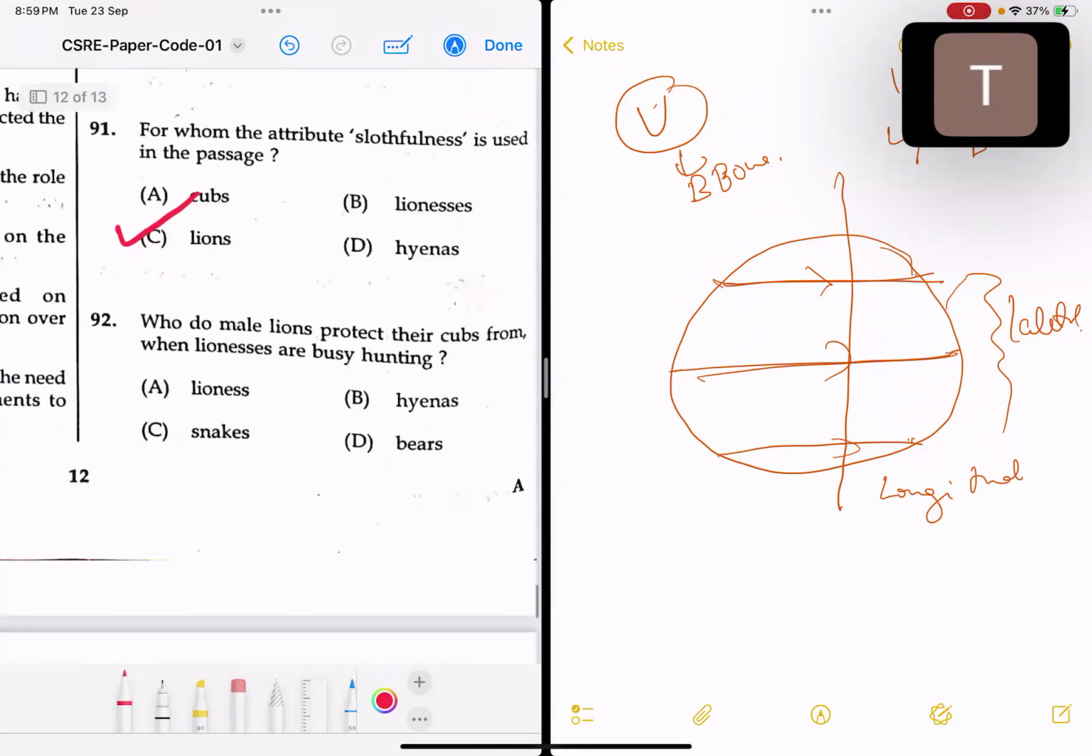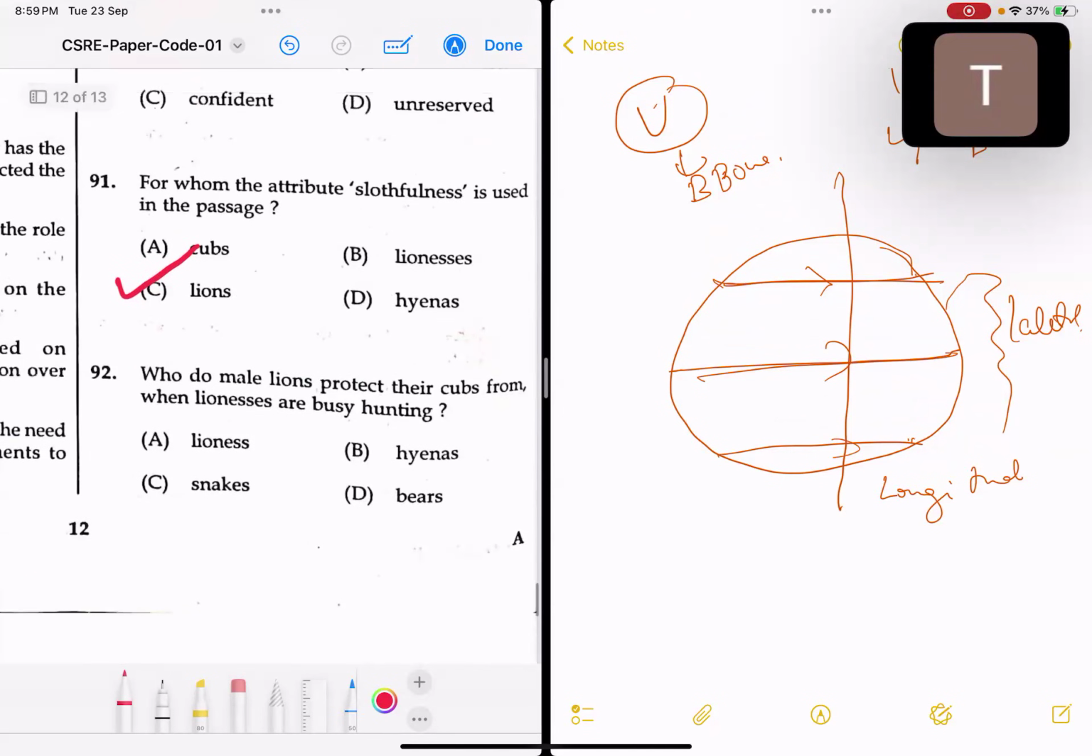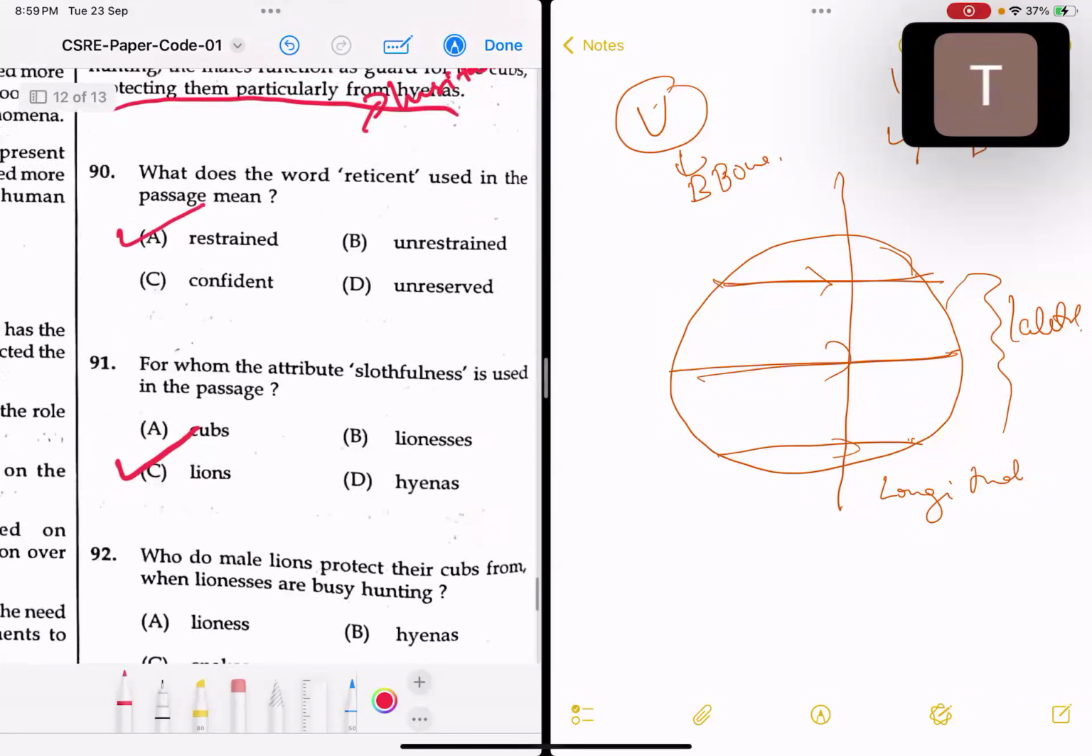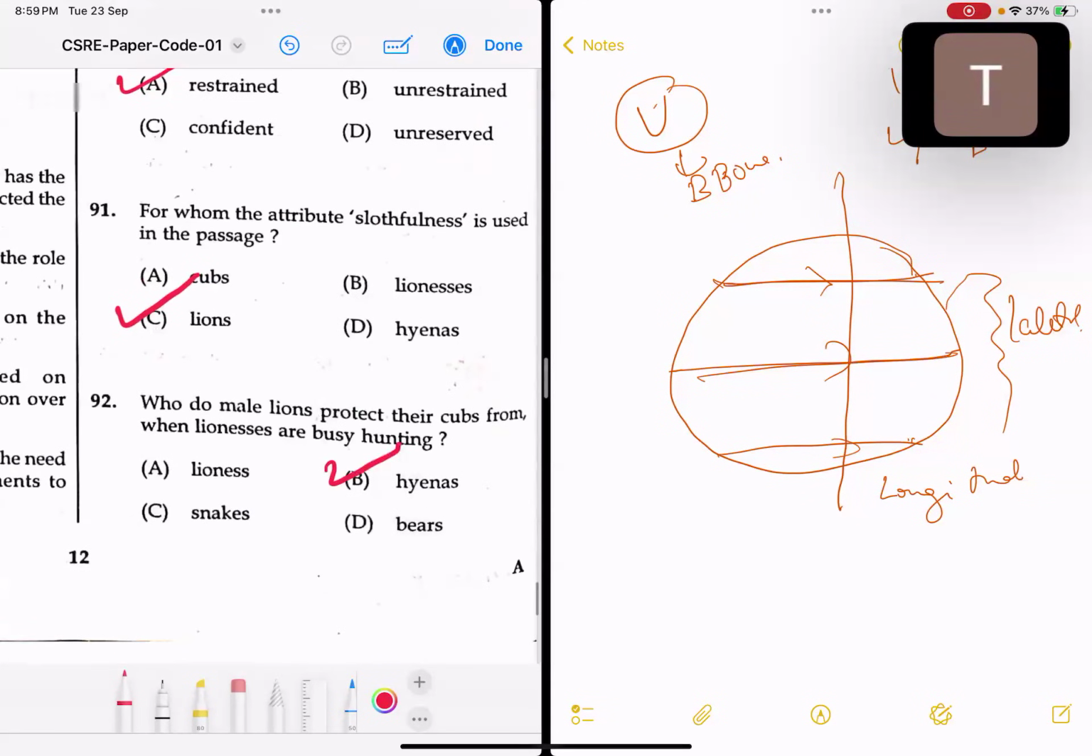Question 92. Who do male lions protect their cubs from while the lionesses are busy hunting? They are protecting them particularly from the hyenas, right? So the correct option is hyenas.